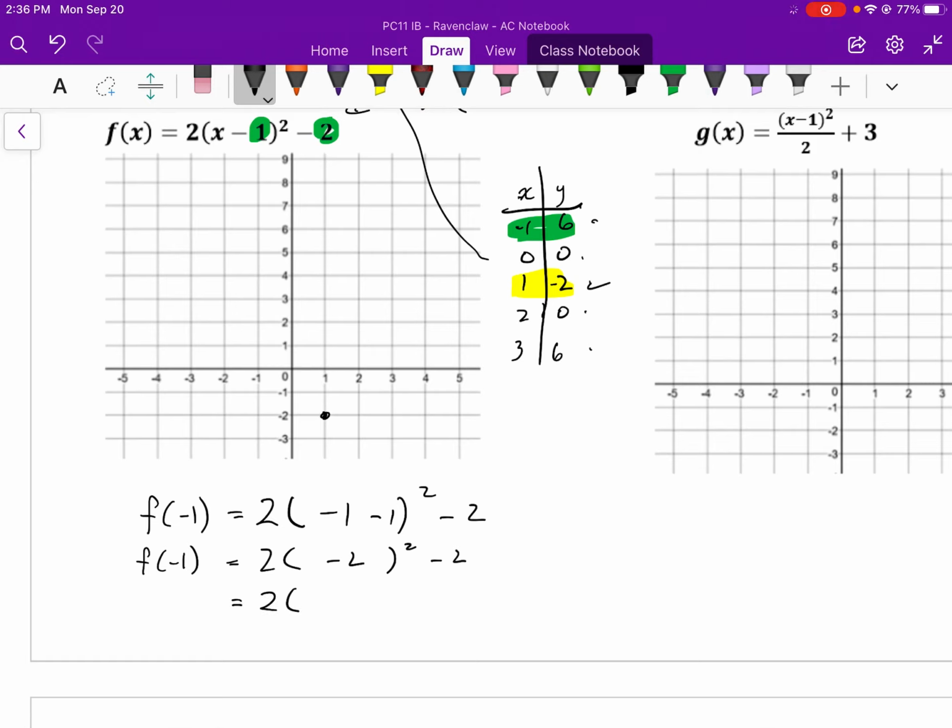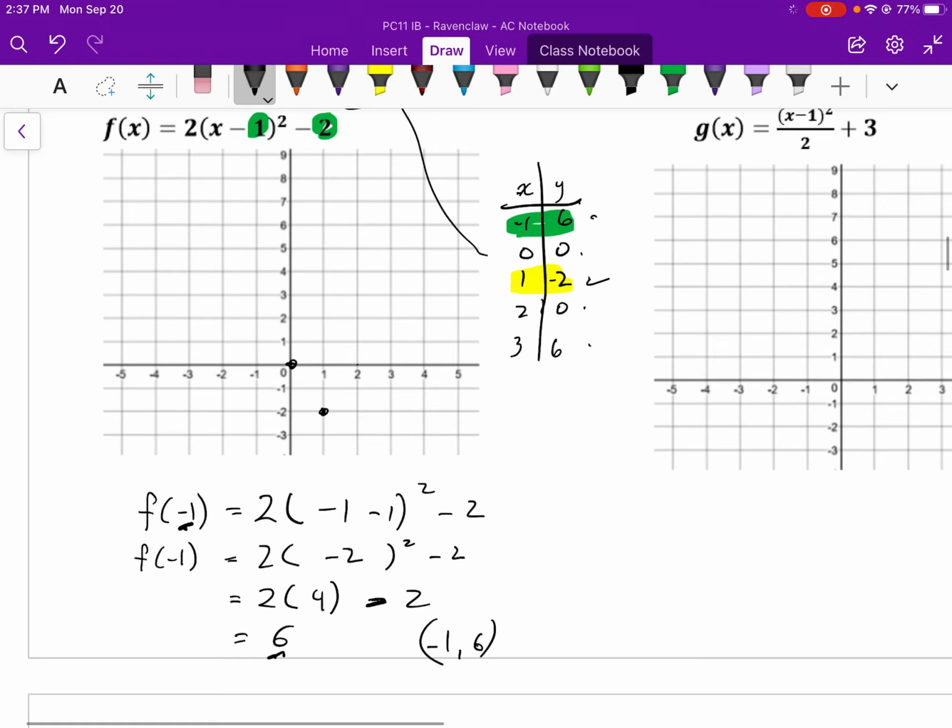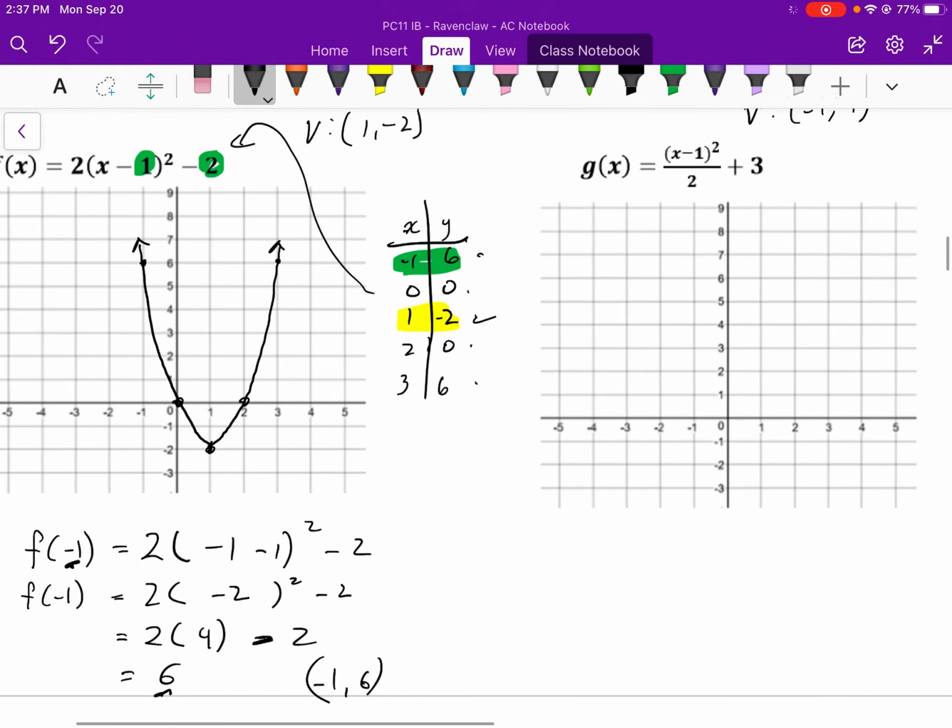So f of -1 is 2 times 4, right? Because -2 squared is 4. Subtract 2, so that's equal to 6. That's why I have -1, 6 as a point. The x value is -1, the y value is 6. So that's how I got that point. Regardless, I'm just going to start graphing. I'm having fun. And there are my points to graph. There's my parabola. Let's move on to the next example here.